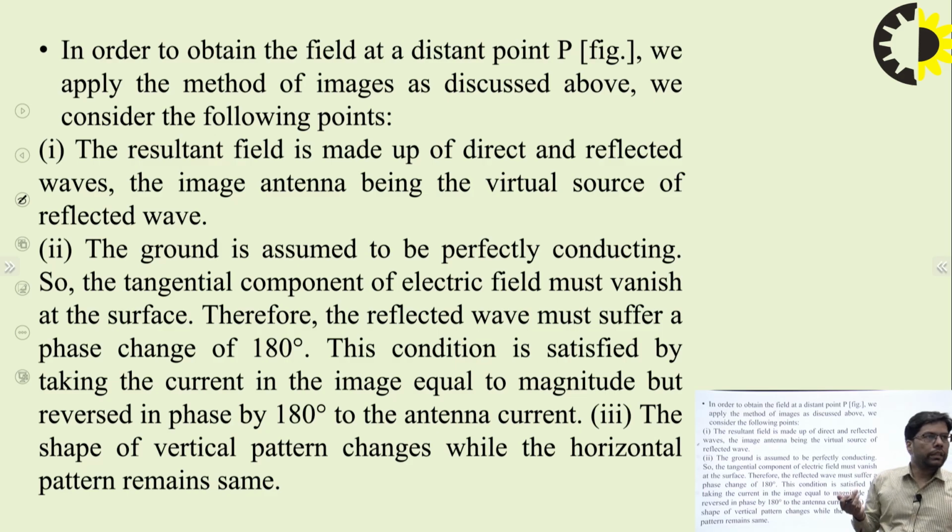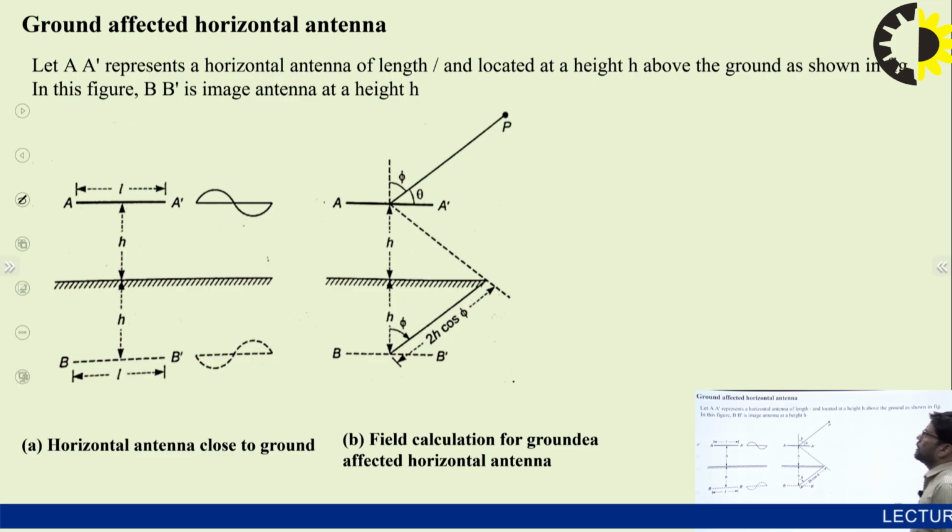Here, as I told you in the last slide, the resultant field is made up of the direct and reflected wave. The image antenna is the virtual source of the reflected wave. Here, the ground is assumed to be perfectly conducting, so the tangential component of the electric field must vanish at the surface. Therefore, the reflected wave must suffer a phase change of 180 degrees. In the further slides, we will study how we can calculate the electric field intensity at a particular distant point P.